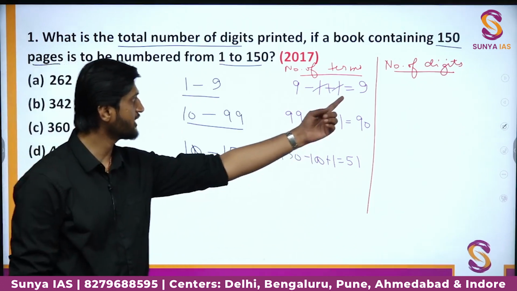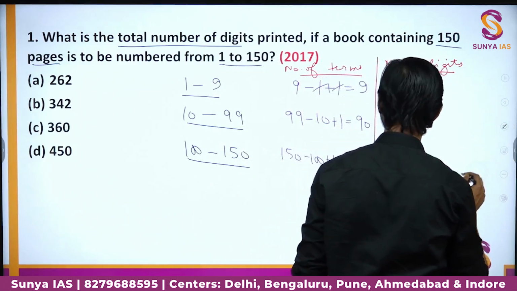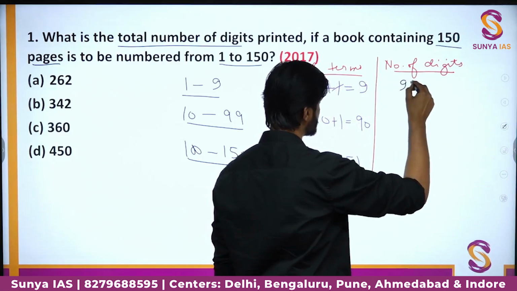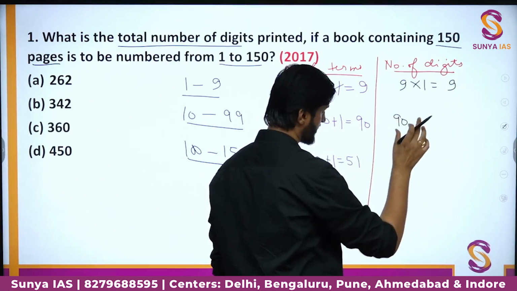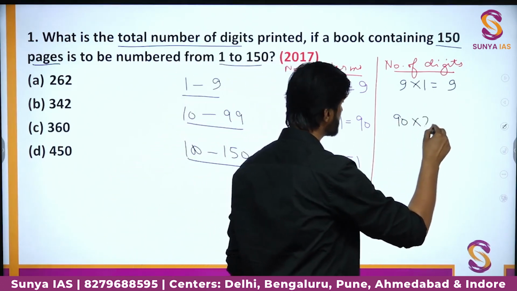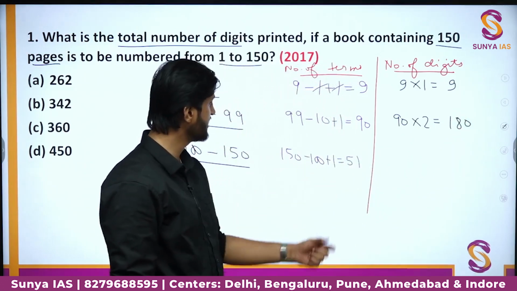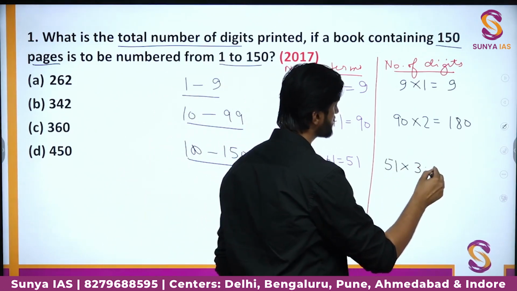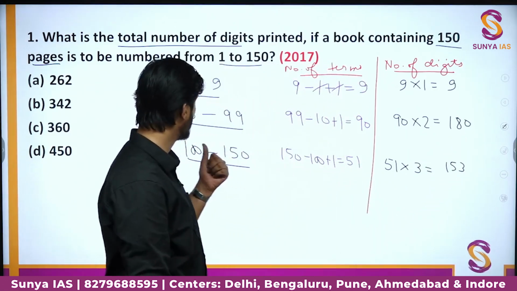Now there are 9 one digit numbers. Since all of them have 1 digit, the total number of digits will be 9 into 1, that is 9. Here there are 90 terms, and each term has 2 digits. So overall we will have 90 into 2, that is 180 digits. Similarly, here we have 51 terms and each term contains 3 digits. So overall we are going to have 153 digits from 100 to 150.